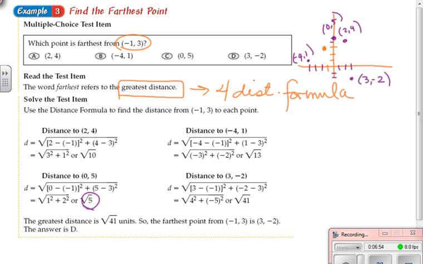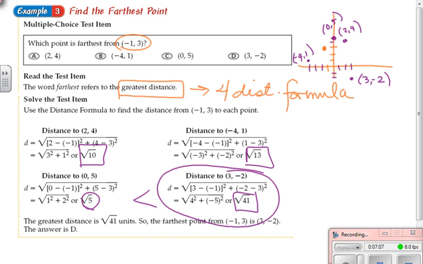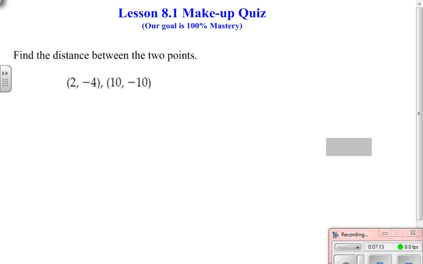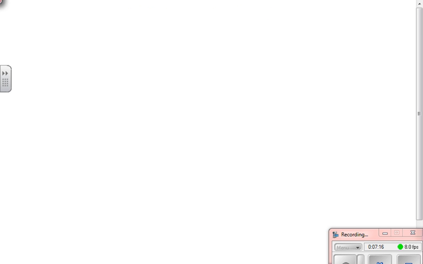You don't need to take these answers out to decimals because obviously if you take the square root of 5, it's going to be smaller than the square root of 41. And so that means that this one is your final answer. And that is all there is to the lesson 8.1.